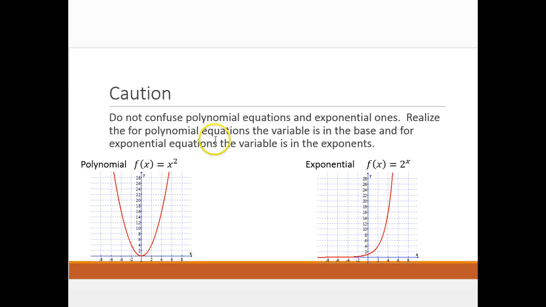Now please don't confuse polynomial equations and exponential ones. This is f of x equals x squared. This is f of x equals 2 to the x. Notice the base here is x and the exponent's 2. Notice the base here is 2 and the exponent's x. Polynomial functions have bases which are variables. Exponential functions have your variables in the exponents. Notice the distinct difference between these two graphs.